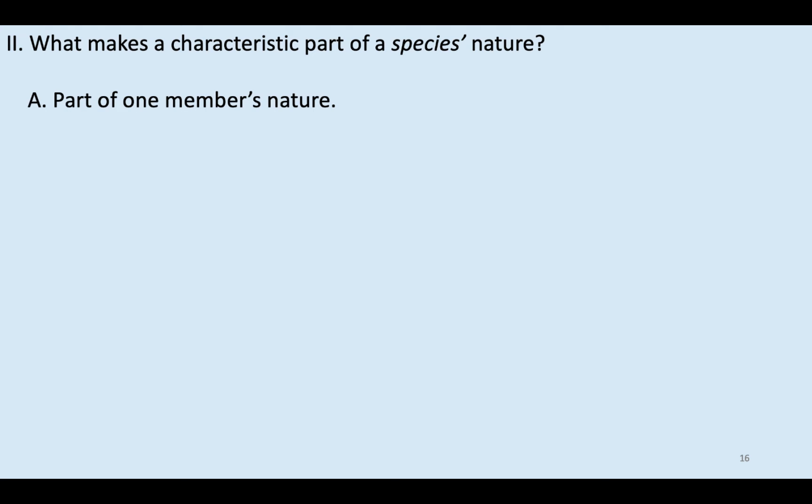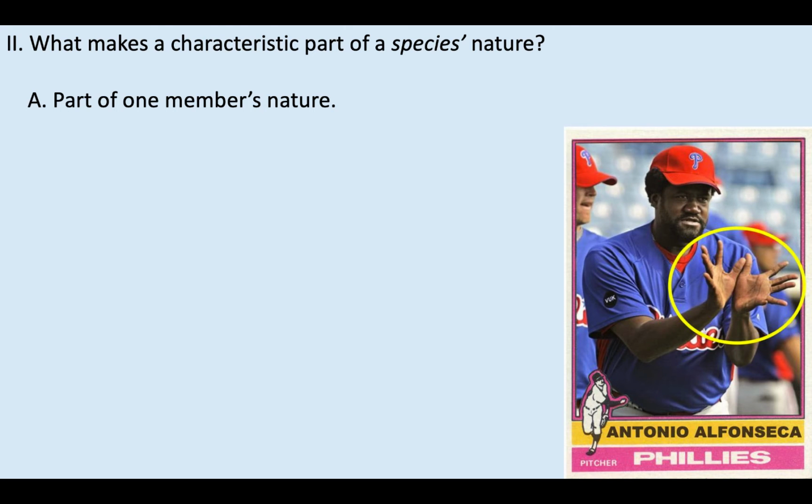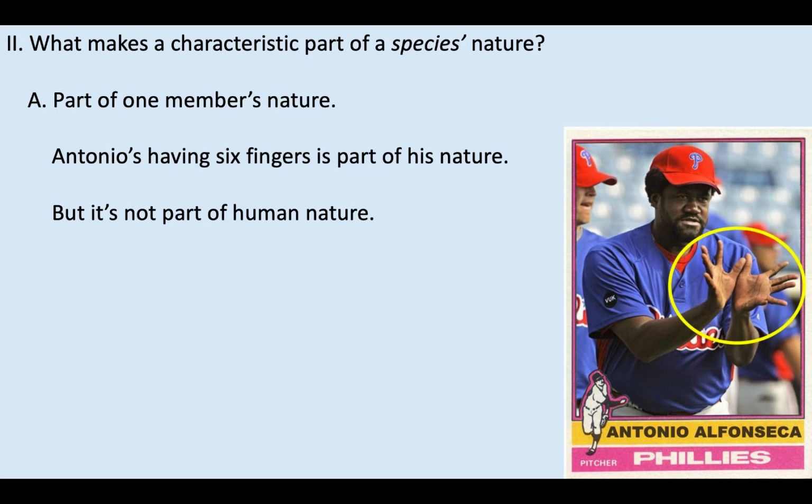So here's a proposal. A characteristic is part of a species' nature if it's part of any one member's nature. Well, this proposal faces a serious problem, which is that individuals have characteristics that are part of their nature, but not part of human nature. Let's take Antonio Alfonseca here. If you look closely, you'll see that he has 6 fingers on each hand. Antonio's having 6 fingers is part of his nature. It was controlled by his genes. It's not the result of his environment, but it's not part of human nature. After all, the vast majority of us don't have 6 fingers on each hand.